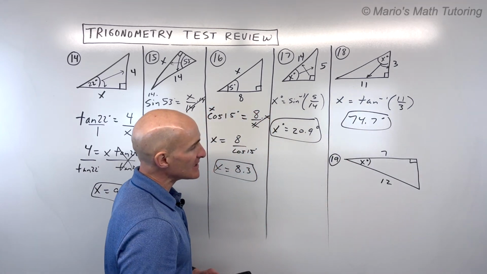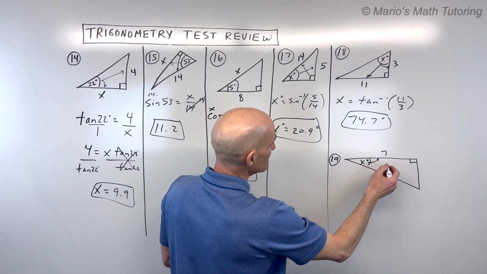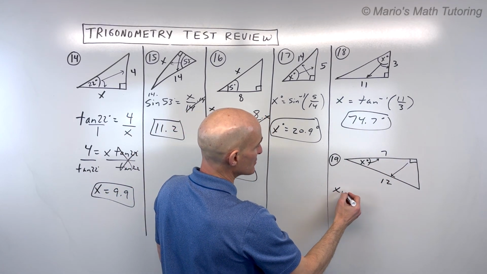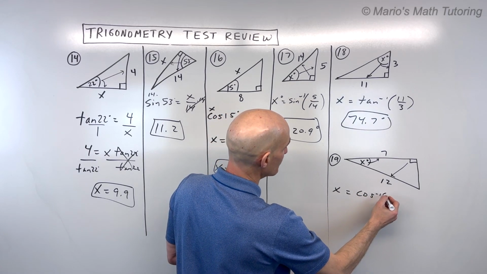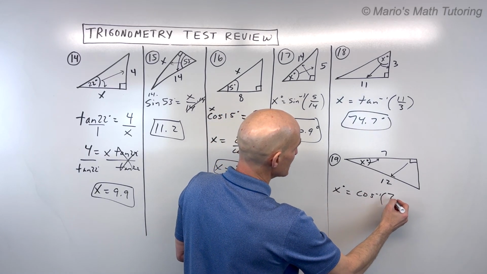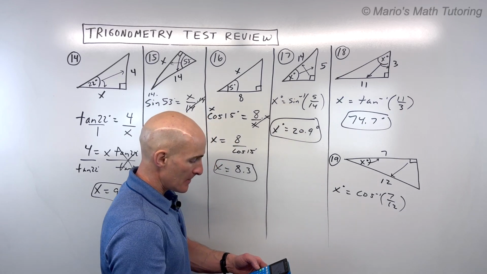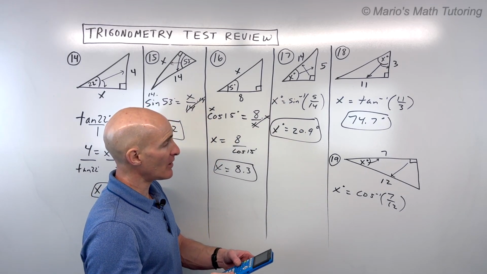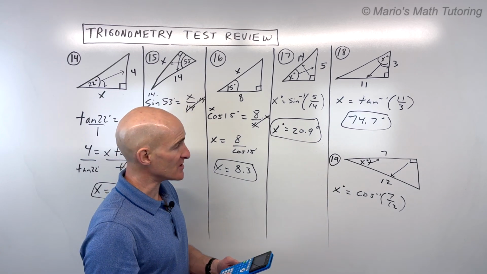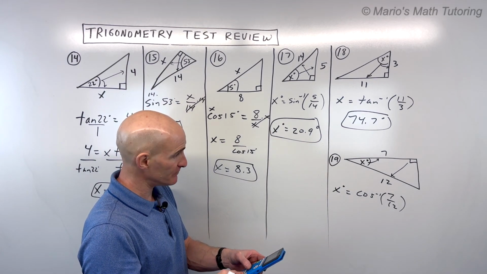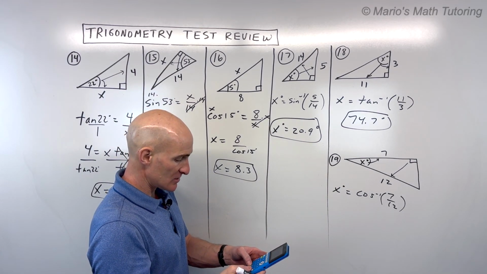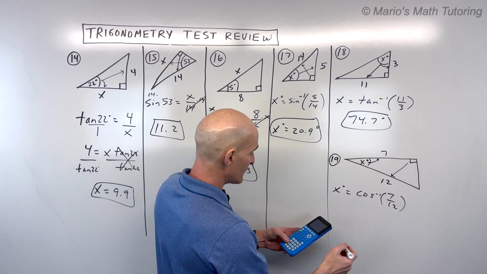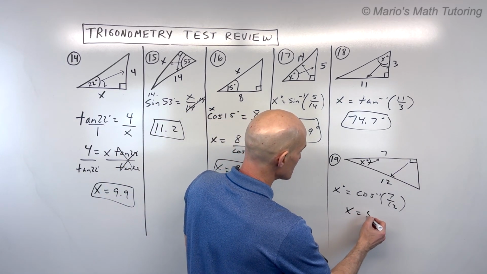And for number 19, let's see, we've got adjacent and hypotenuse. That's the cosine. So the x is going to equal the cosine inverse of adjacent over hypotenuse. If you need help with any of these topics, I've got more videos talking about the inverse trig functions, inverse sine, inverse cosine, inverse tangent. So let's see what this comes out to. I'm getting 54.3 degrees.